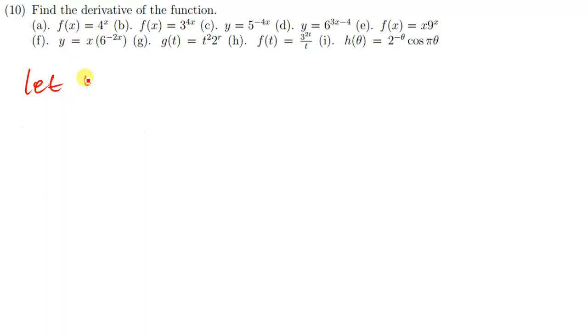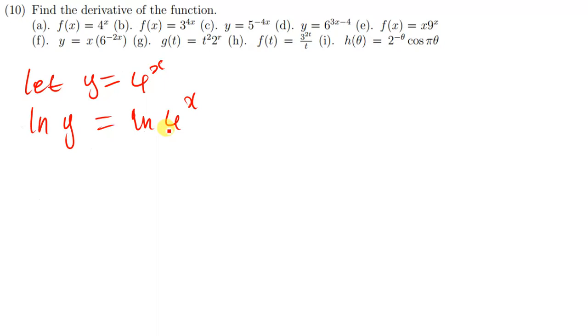So I'm going to say let y be equal to 4 to the power x, and then from here we're going to introduce ln on both sides since it's difficult for us to differentiate 4 to the power x. So I'm going to introduce ln on both sides, which will be ln 4 to the power x.